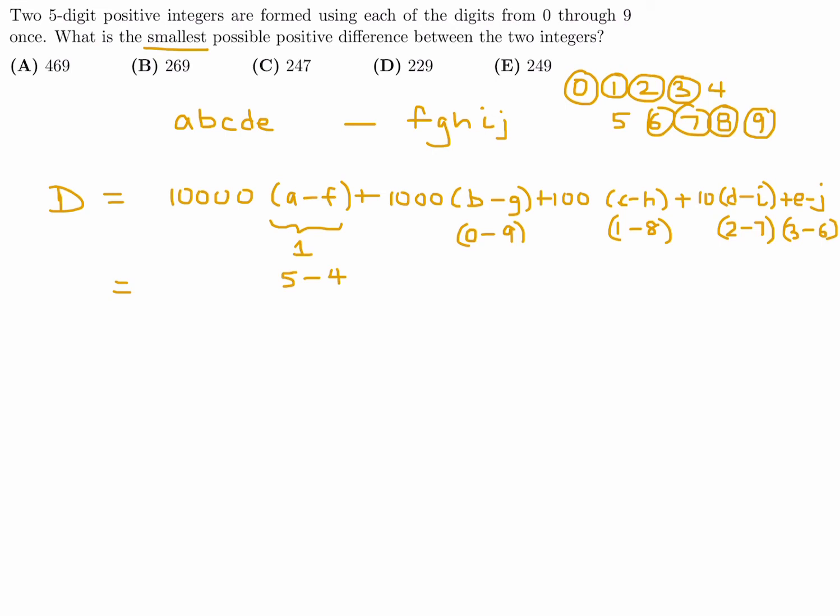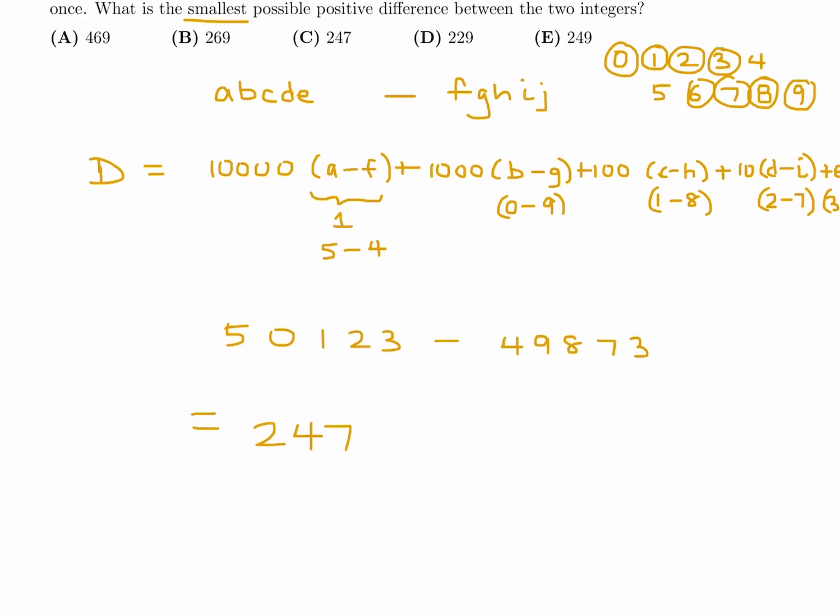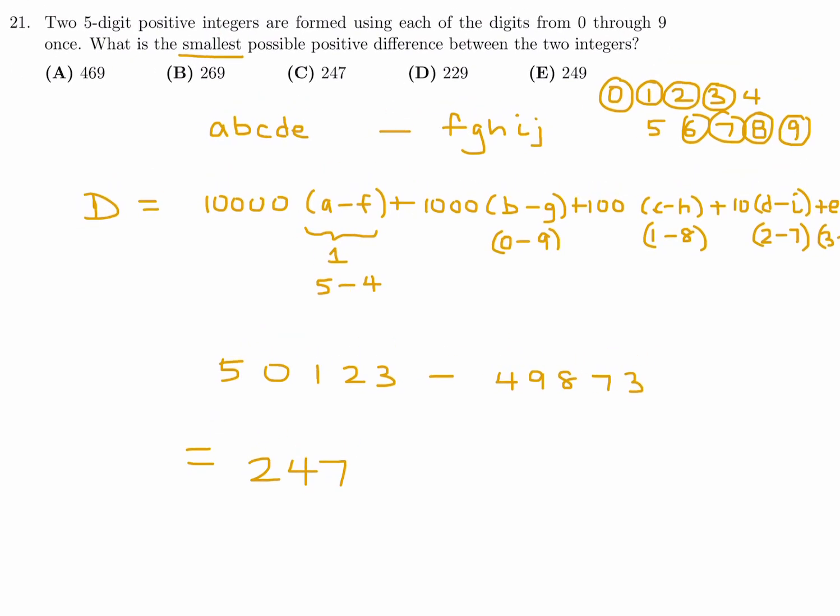Okay, great. So now let's figure out what these numbers were. Based on my selections, what numbers did I make? I made 5, 0, 1, 2, 3, and the other number I made 4, 9, 8, 7, 6. And when you subtract these two, you get 247. There you go. The answer to number 21 is C.